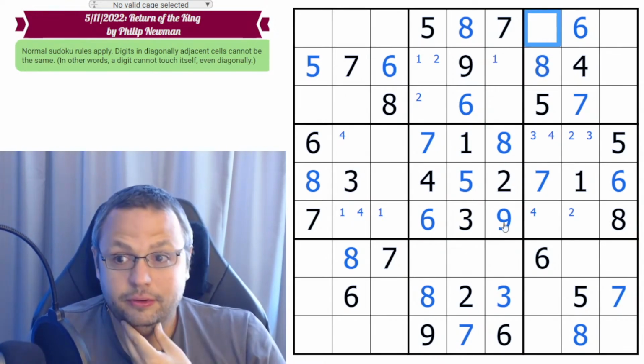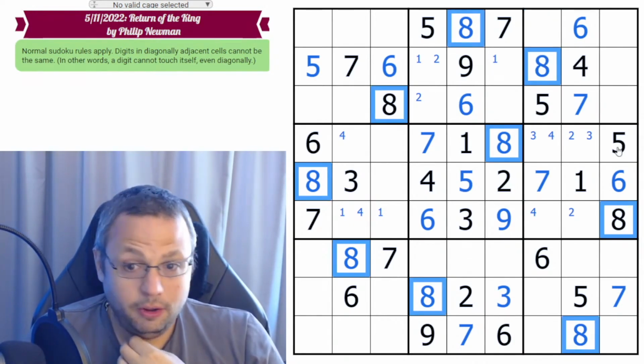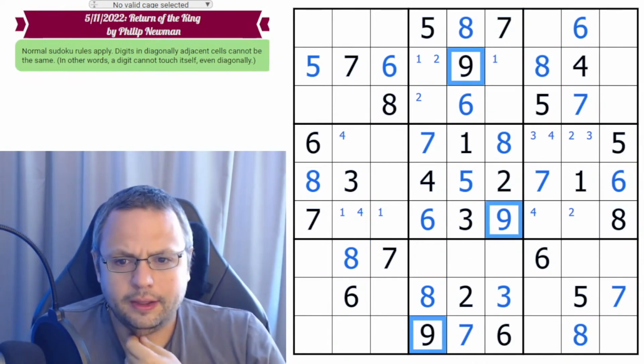Got all kinds of Sudoku shenaniganery going on. Is that all the 8s? That appears to be all the 8s. Excellent. Is there more to be done with 9s?